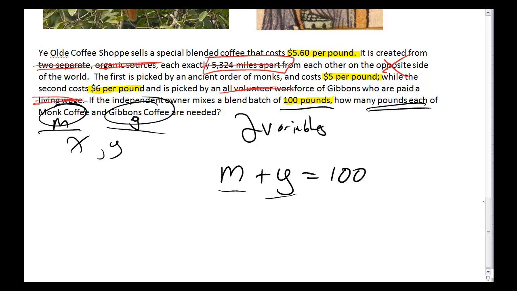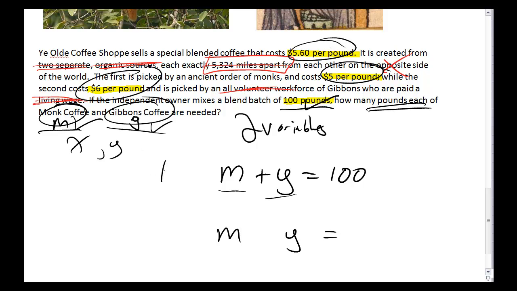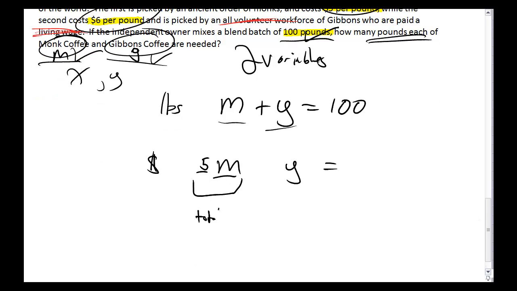My second equation, I somehow have to build up. I've already used pounds. I've already used these. I need to keep the same letters, so it still should involve m and g, and it should still equal something. Now I'm going to use the only other piece of information the problem gives me. It gives me information on cost. So this first equation is a pound equation. My second equation here is going to be cost. And what do I know? The Monk coffee costs $5 a pound. So 5 times pounds, this will give me total cost of Monk coffee.